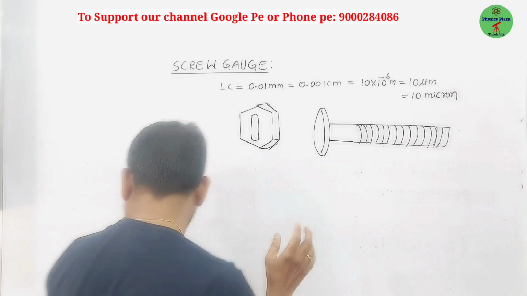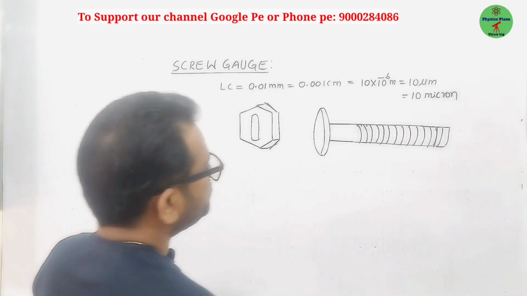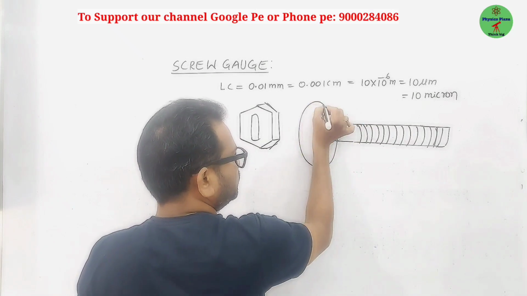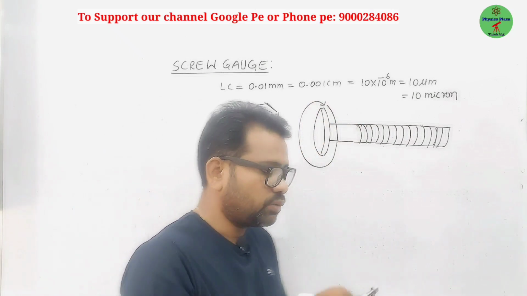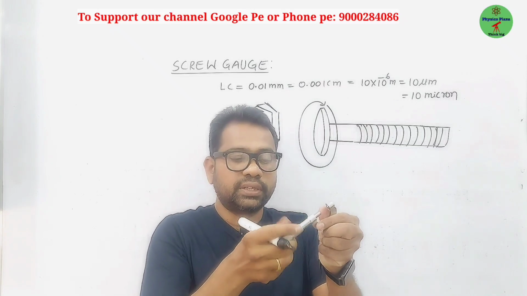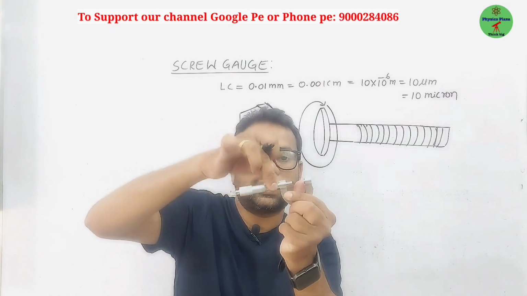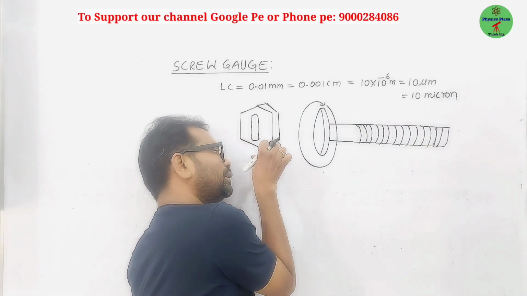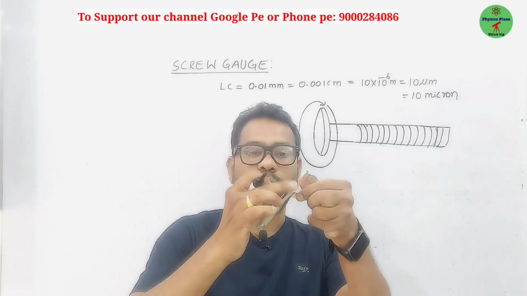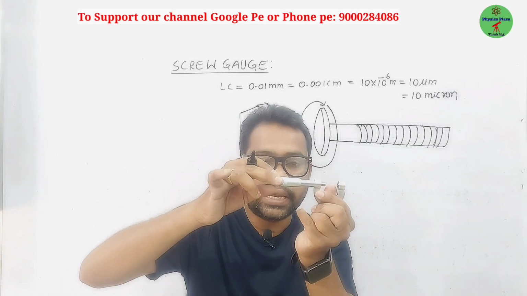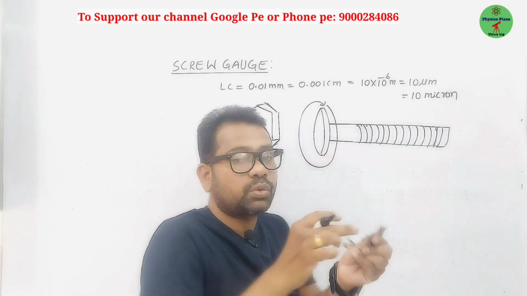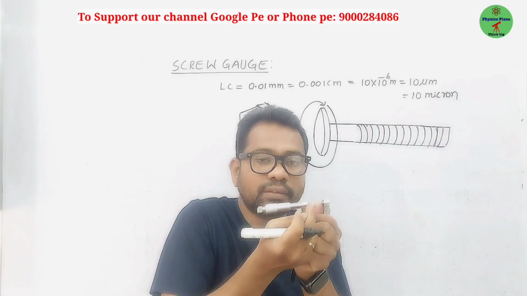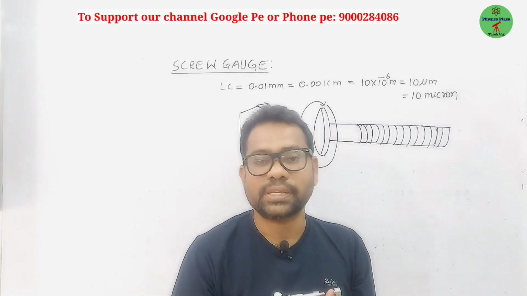Try to understand first, dear children. Whenever you make one complete rotation in a nut, as I told you, this part of the screw gauge acts as a nut, and this is going to act like a screw. When we are rotating the head of the screw, don't you think that the screw advances a little bit within the nut? Yes, it can advance.